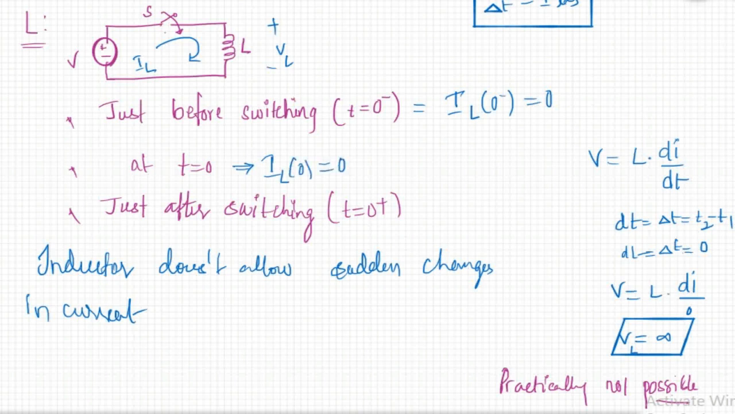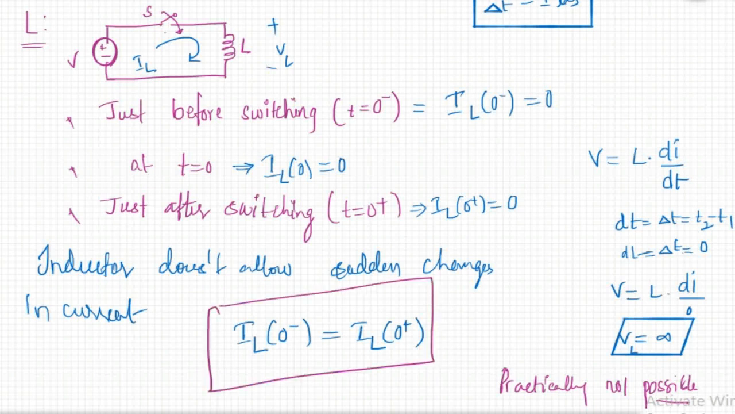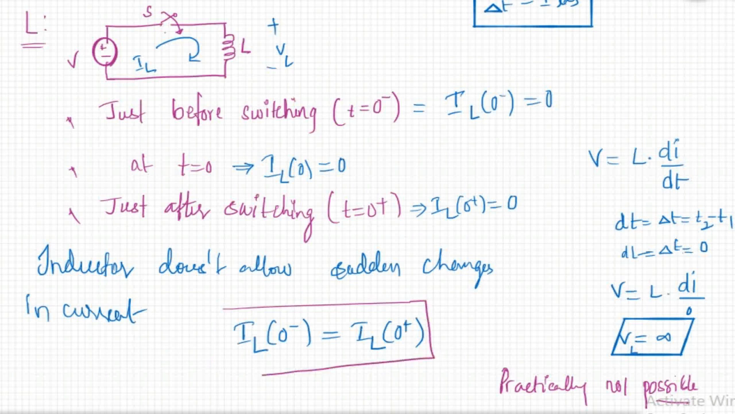Just after closing the switch also, IL(0+) is 0. That means IL(0-), the inductor current before switching, will be equal to IL(0+), just after switching. When you turn on the circuit, there is no current flow in the inductor because the property of inductor is that it doesn't allow sudden changes in current. So this is one important thing. IL(0-) should be equal to IL(0+) to avoid infinite voltage. This is the condition. This is the behavior of inductor for switching on condition.